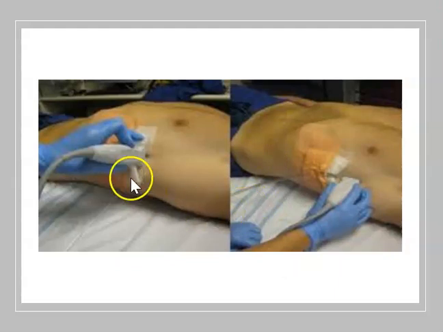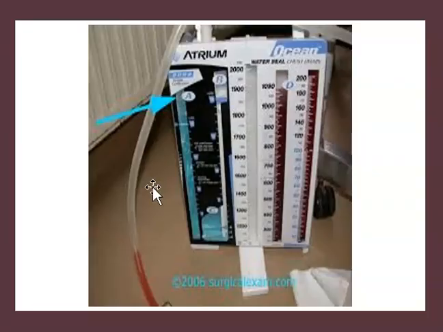Here's an example of inserting a chest tube. They're going to go in through the intercostal space right there. It's pretty violent. They have to push quite hard to do that. And then there's a picture of the chest tube itself.